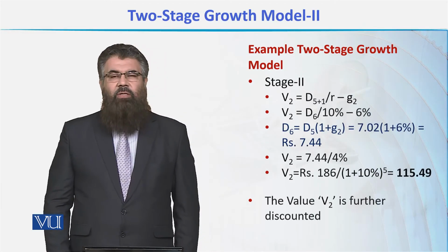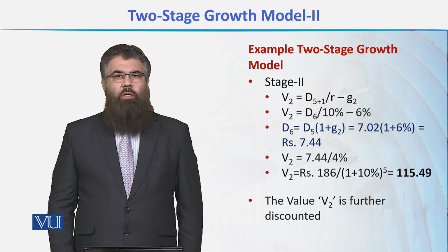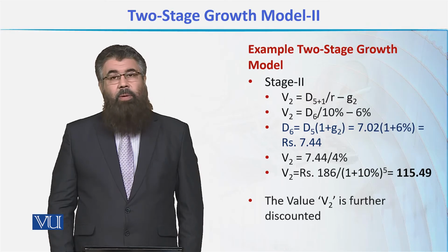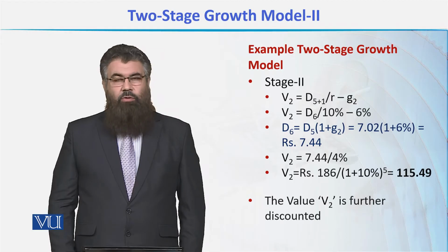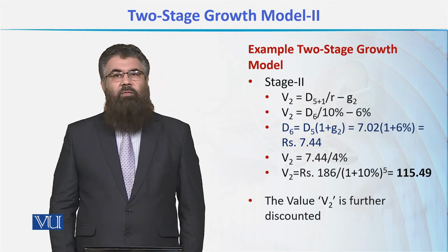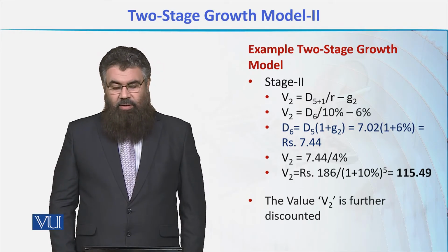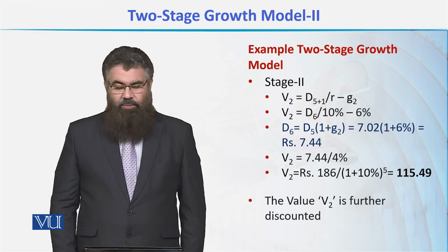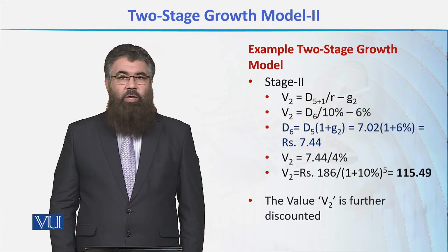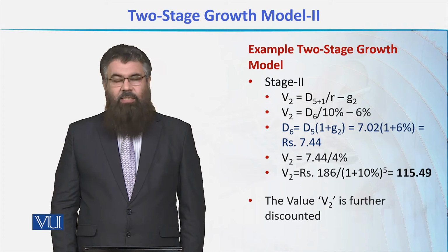The second stage starts after the first stage. And as we discussed earlier, we apply the constant growth rate formula, but because the formula is now being applied at the end of 5th year, so the next year's dividend here will be the dividend of year 6. So you can see that the value of part 2 is D5 plus 1 over R minus G2, where G2 is the second stage's growth rate. So D6 divided by R minus G2.